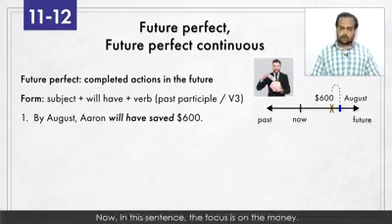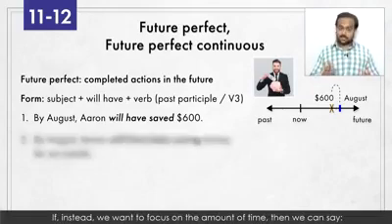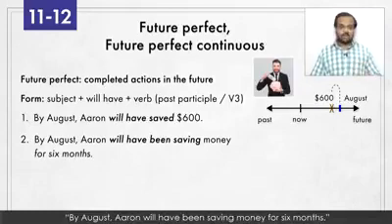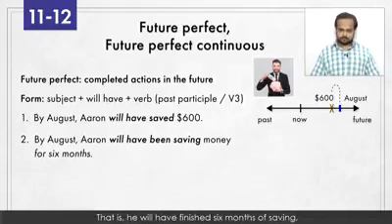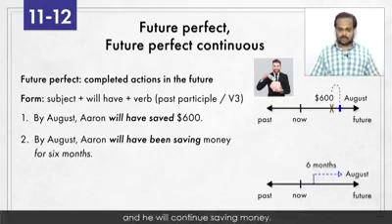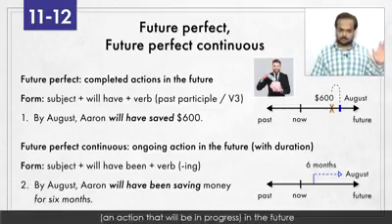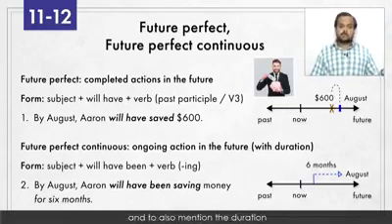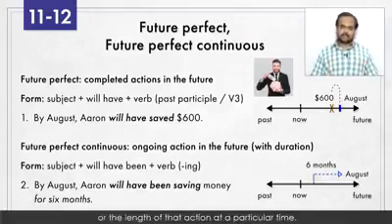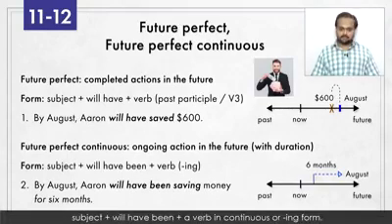Now in this sentence, the focus is on the money. If instead we want to focus on the amount of time, then we can say, by August, Aaron will have been saving money for 6 months. That is, he will have finished 6 months of saving and he will continue saving money. This is the future perfect continuous tense. We use it to talk about an ongoing action, an action that will be in progress in the future, and to also mention the duration or the length of that action at a particular time. We make this tense with a subject plus will have been plus a verb in continuous or ing form.